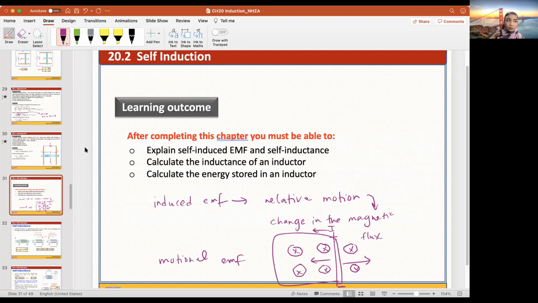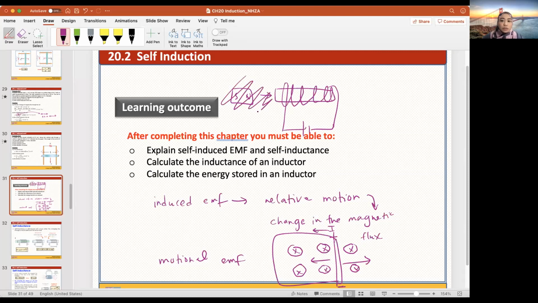Self-induction ni, we don't do anything to the system. Maksudnya, I have a conductor and I have a coil wrapped around the conductor. This is a solenoid. And the wires is connected to a battery source. Okay, so I am not moving a magnet. I'm not flipping the solenoid, or doing anything to the solenoid. The magnet is not here, but you will still get induced EMF without any external things going on. So the induced EMF comes from the system itself.